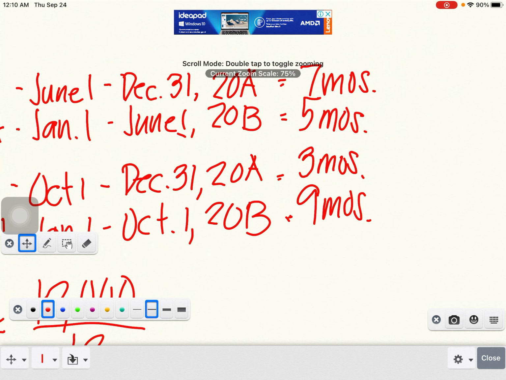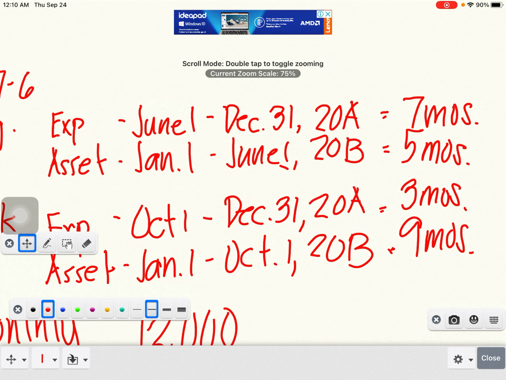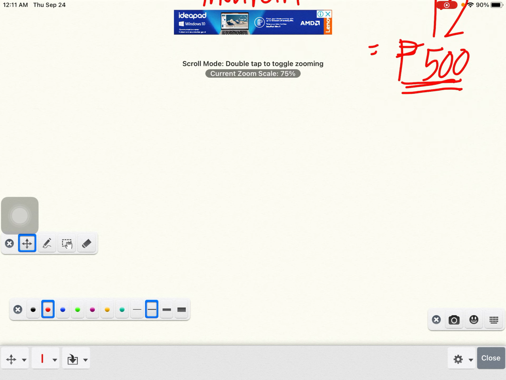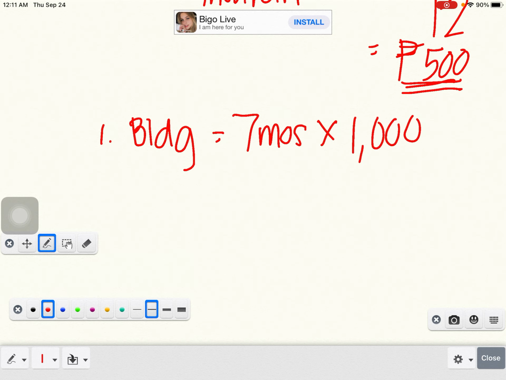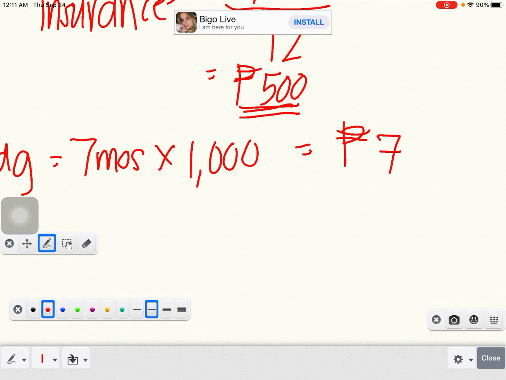So for number 1, how much is the expired portion of the insurance premium on December 31? So let's get the expense. So building is for 7 months, truck is 3, so 7, 3. So number 1, building, it is 7 months times 1,000. That is equal to 7,000.